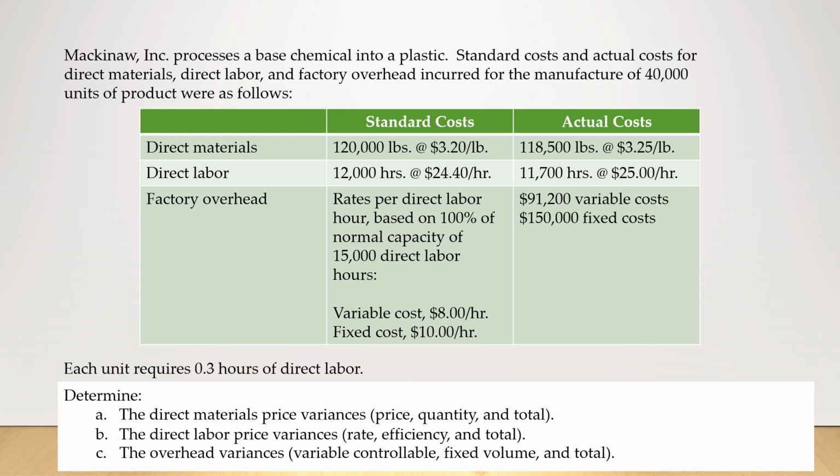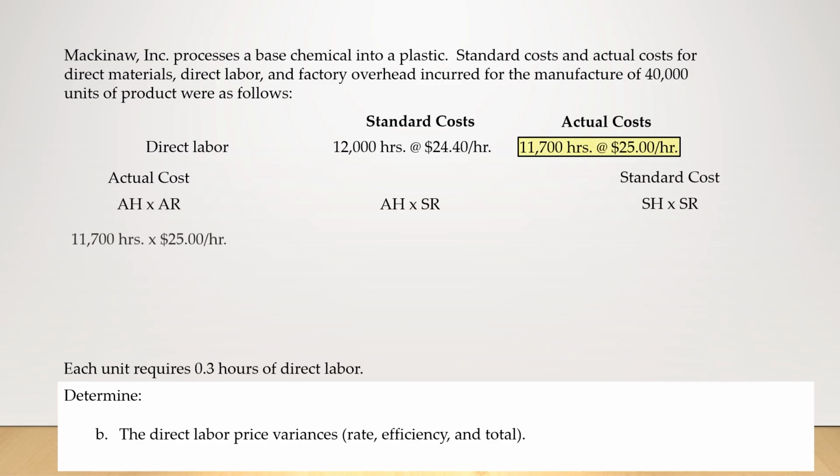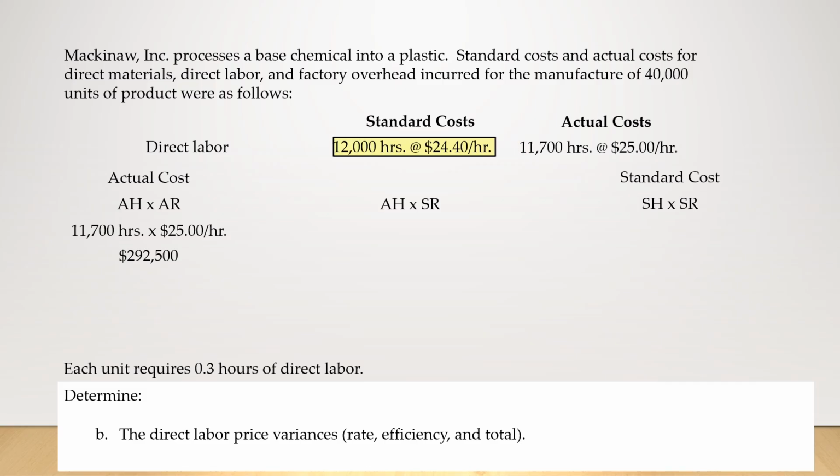Now we will address the direct labor price variances. The computations are analogous to those you did for the materials variances. The actual cost is the actual hours times the actual rate, or 11,700 hours times $25 per hour, $292,500. The standard cost is the standard hours of 12,000 times the standard rate of $24.40 an hour, or $292,800.